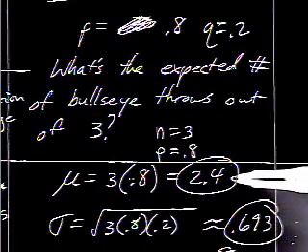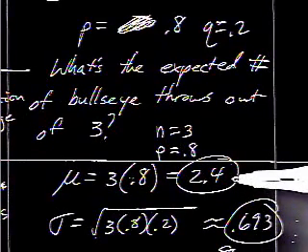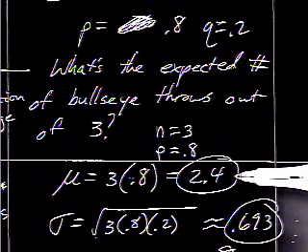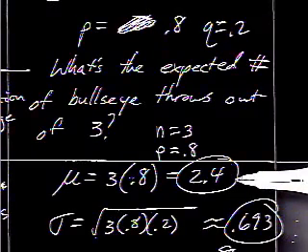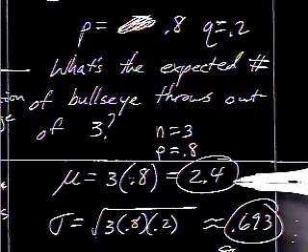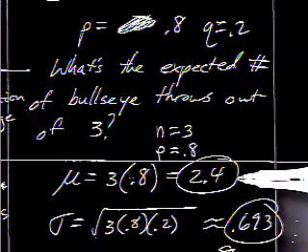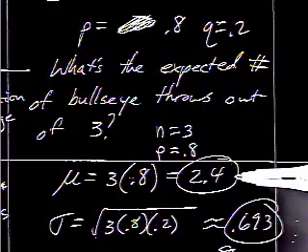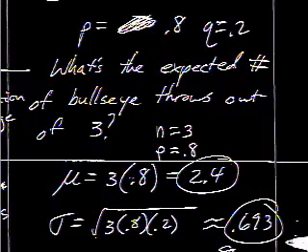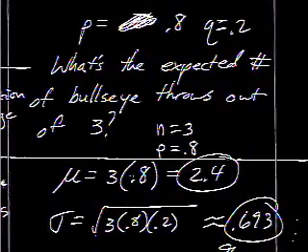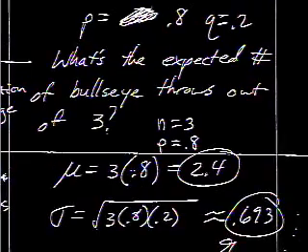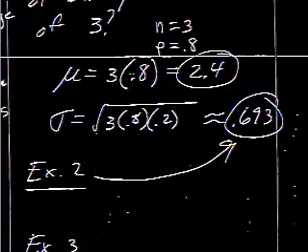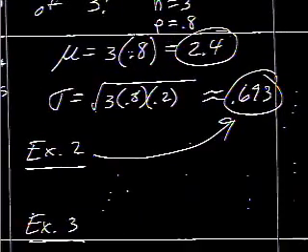Now, that does not mean you can get 2.4 bullseyes if you're going to throw it only 3 times. That does mean that if I keep throwing rounds of 3 and I add up and average all of those different rounds, I would average 2.4 in the long run. The standard deviation would be 0.693, and we could talk about what that means once we get to the standard normal curve and how that applies to this situation. And that was pretty much example 2, was just calculating that standard deviation.